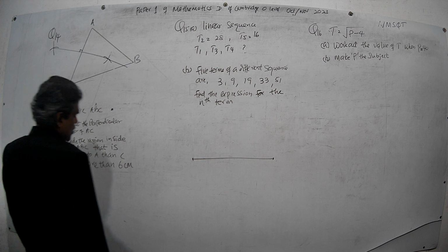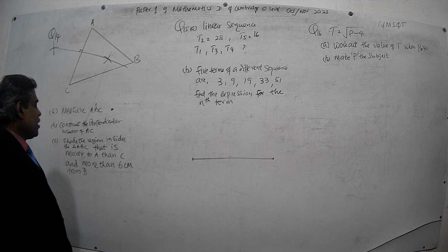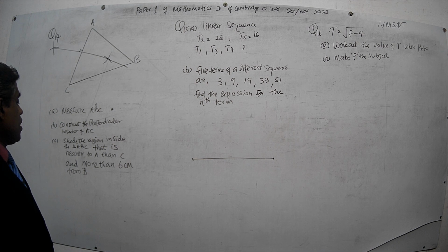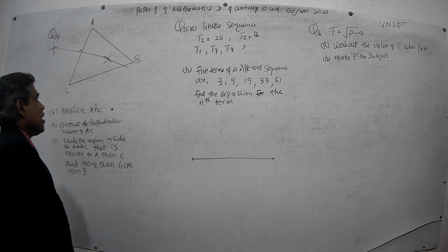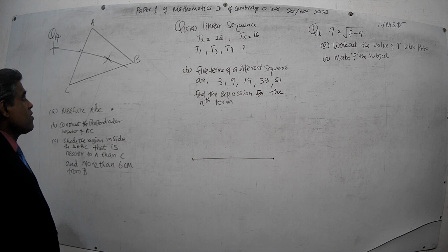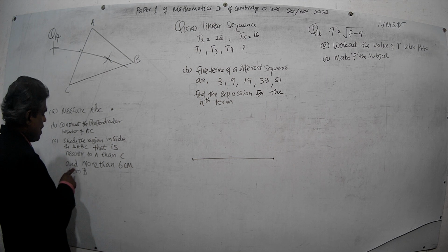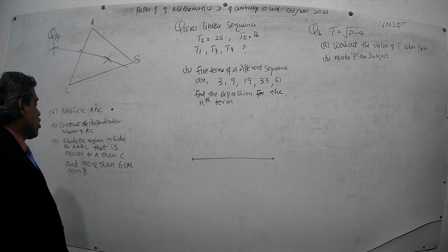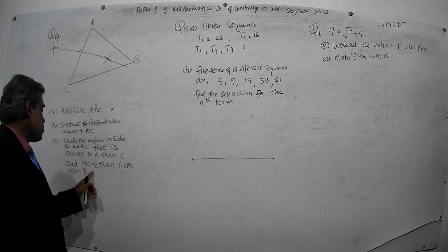If there are some points lying at some fixed distance away from a point, that will be a circle. The circle is defined as the locus of a point moving at a fixed distance from a fixed point. That is how we define a circle. So here they say more than 6 centimeters from B. Then what we have to do? You have to construct the locus which is 6 centimeters from B.